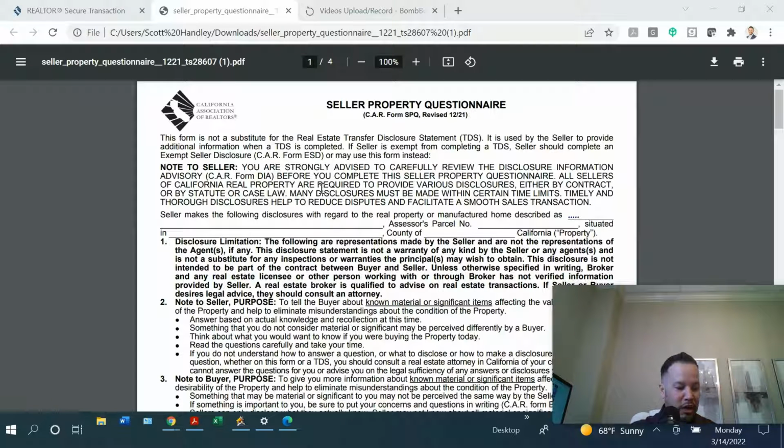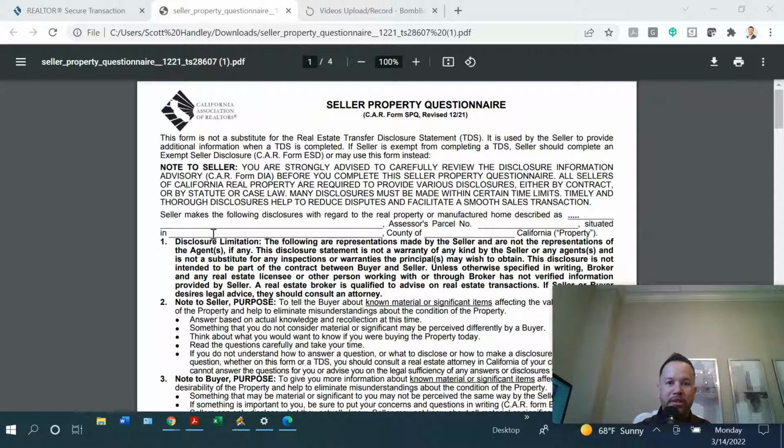You will see a lot of the first portion of page 1 is a lot of legal disclaimers here. And again, you will just be filling out your portion here. But what does this form entail? Let's start from the beginning. This form is not a substitute for the Real Estate Transfer Disclosure Statement, TDS. It is used by the seller to provide additional information when a TDS is completed. If seller is exempt from completing a TDS, seller should complete an exempt seller disclosure, CAR Form ESD, or may use this form instead.